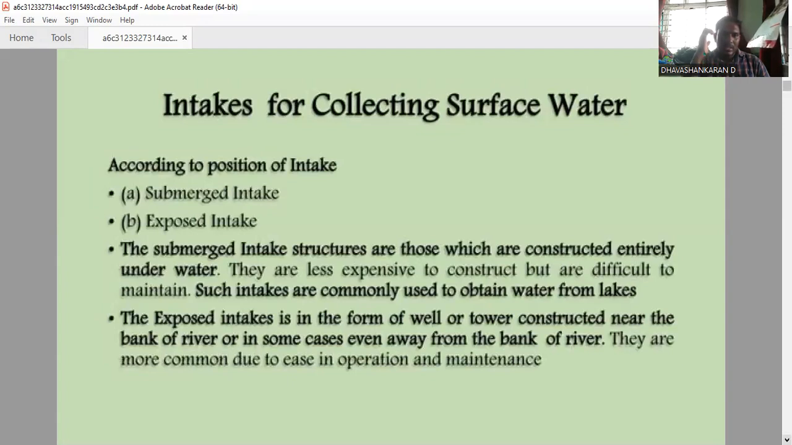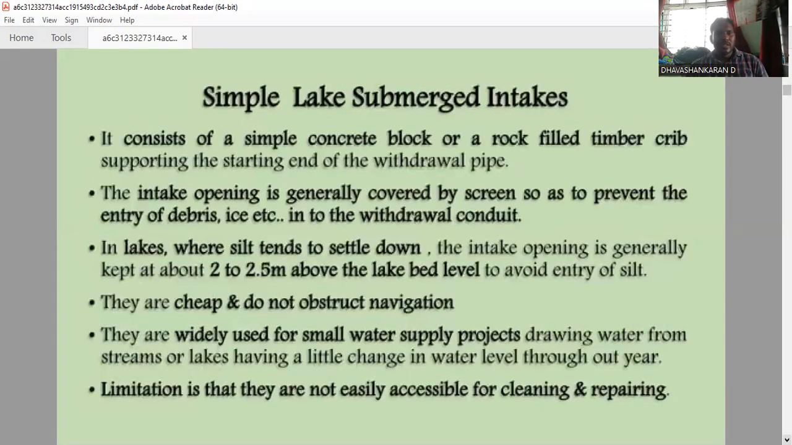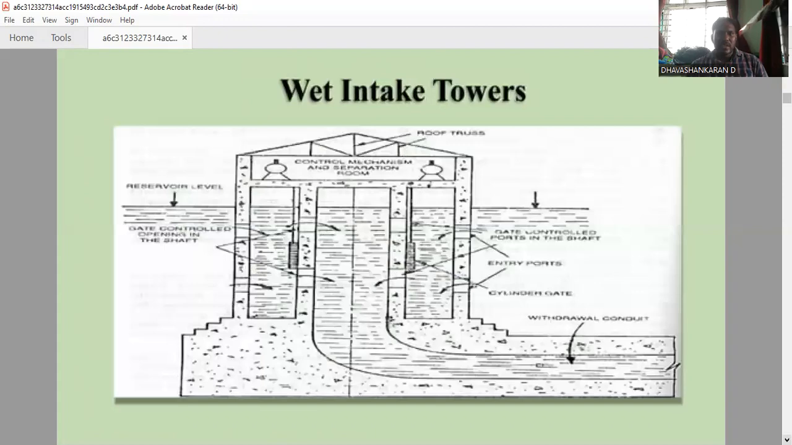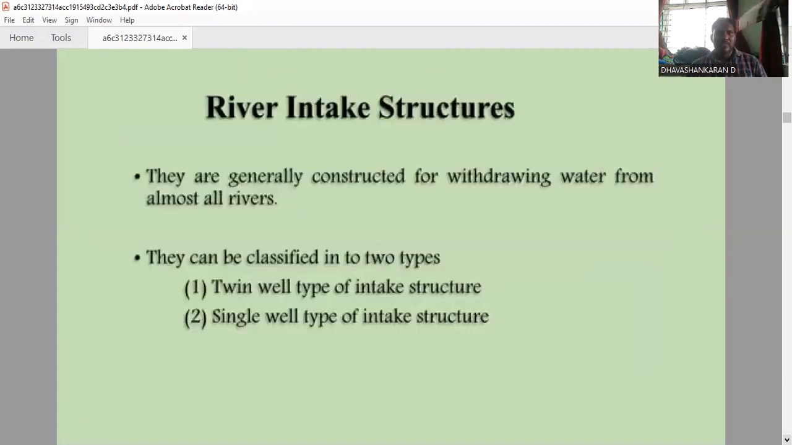So intakes for the collection of surface water, according to the position of the intake, may be a submerged intake or an exposed intake. There is a dry intake and a wet intake. When there is no water, we can use this intake tower; this one we are always using. That's simple. So these are the classifications, and we mainly have these different types of intake structures. River intake is the main thing.